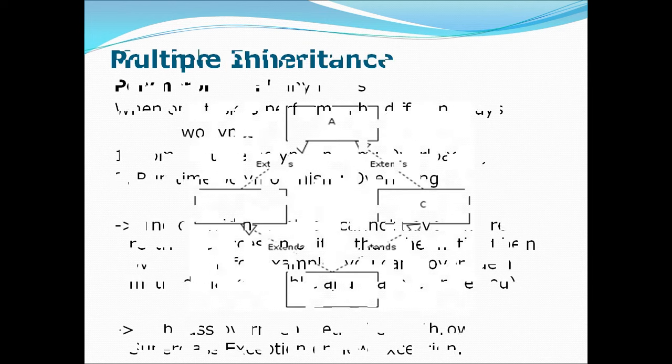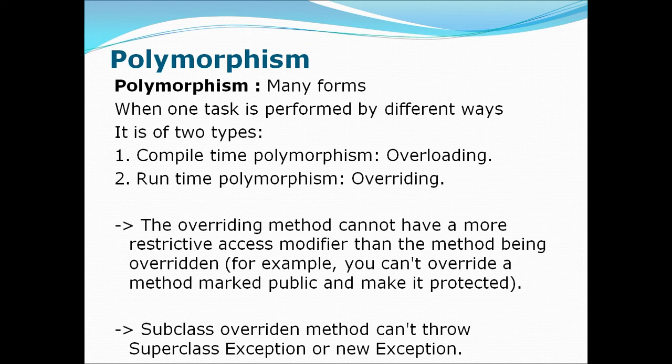Okay, so let's recap what we have studied. What is polymorphism? Many forms. There are two types of polymorphism: compile time and runtime. Compile time is your overloading, and runtime is your overriding.